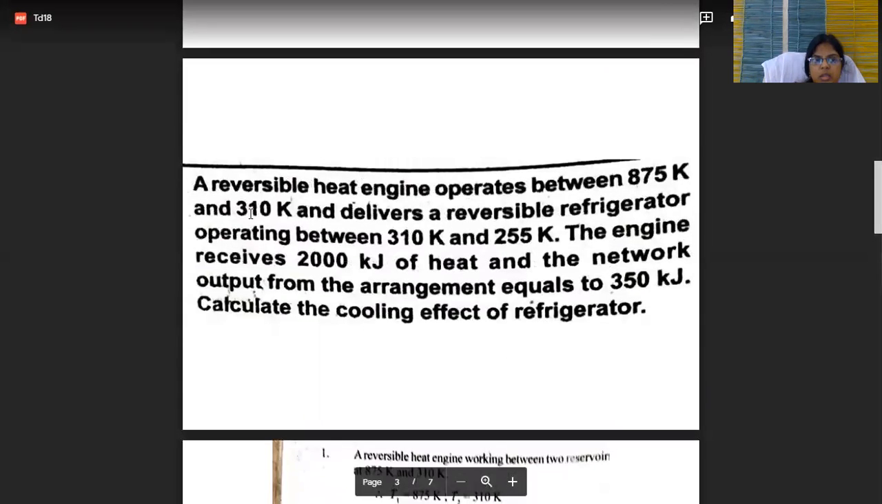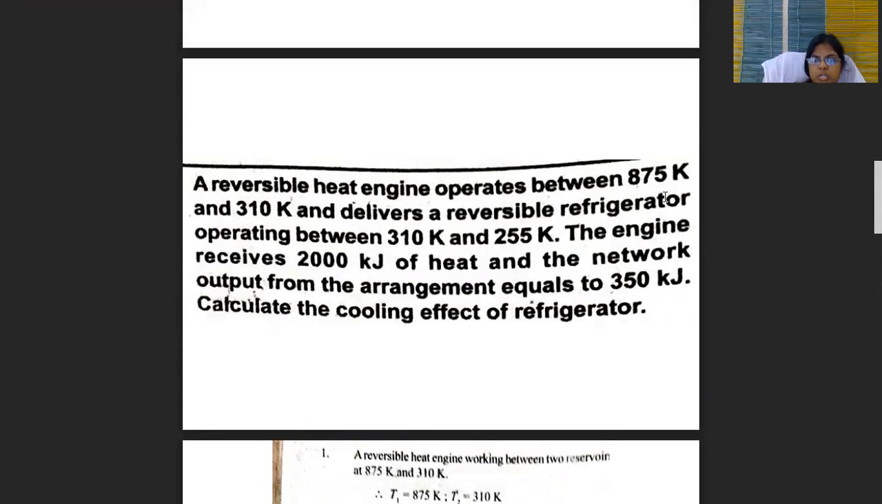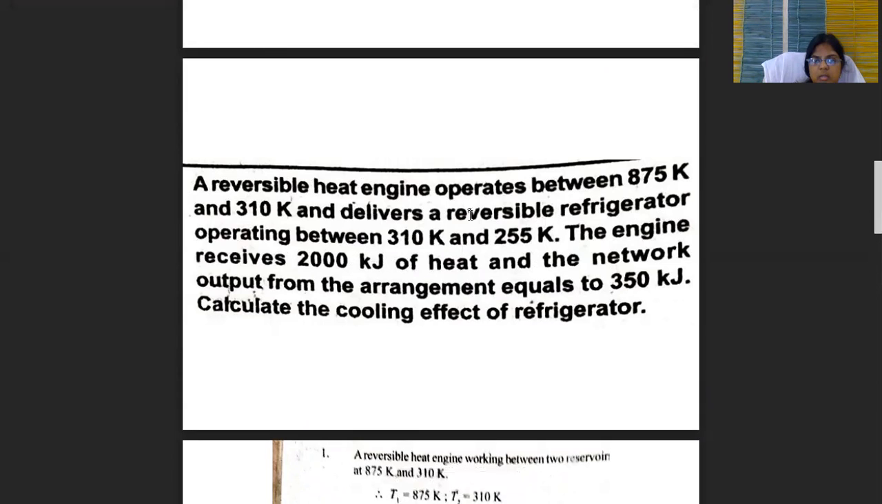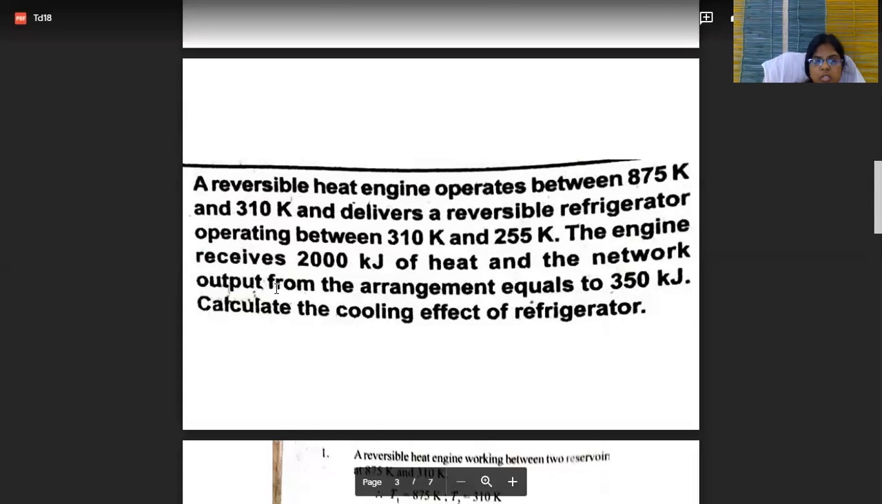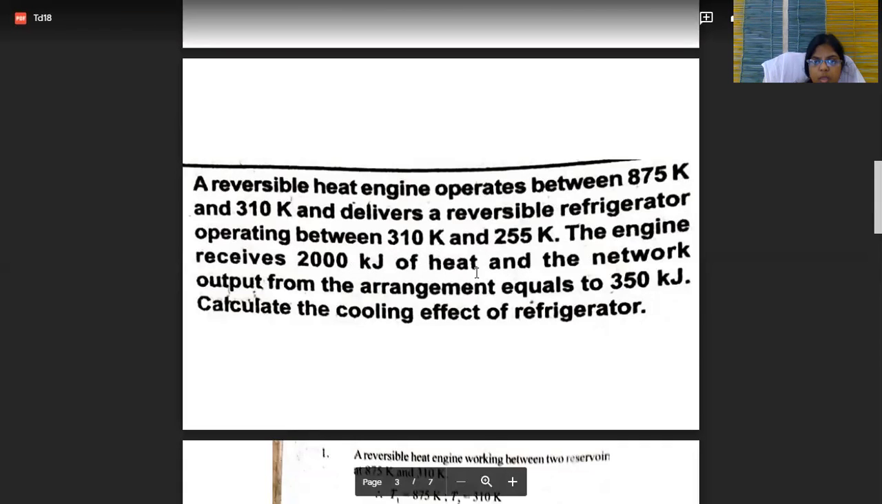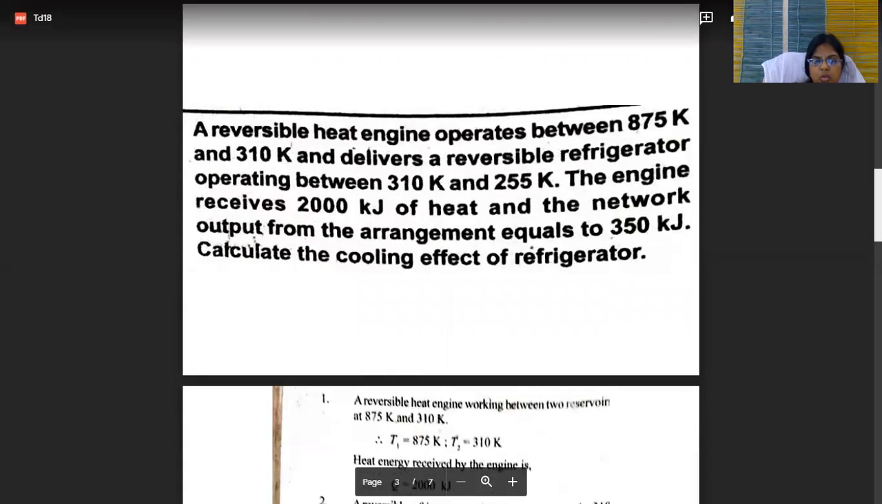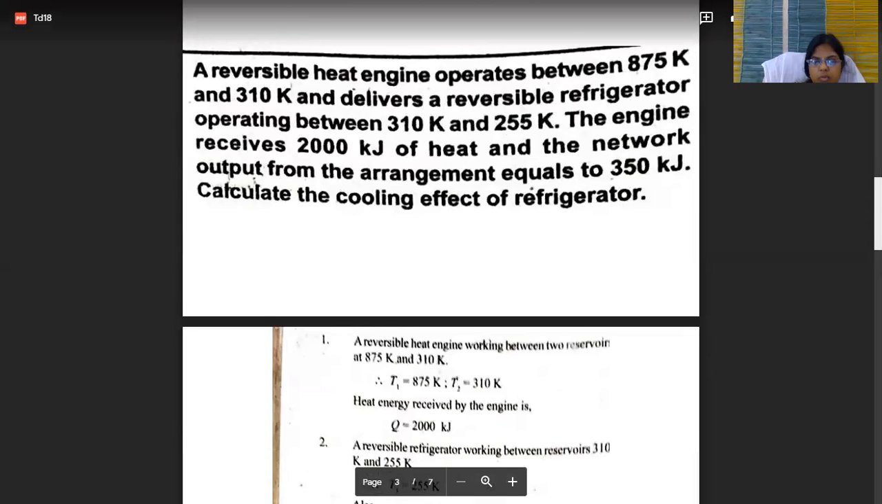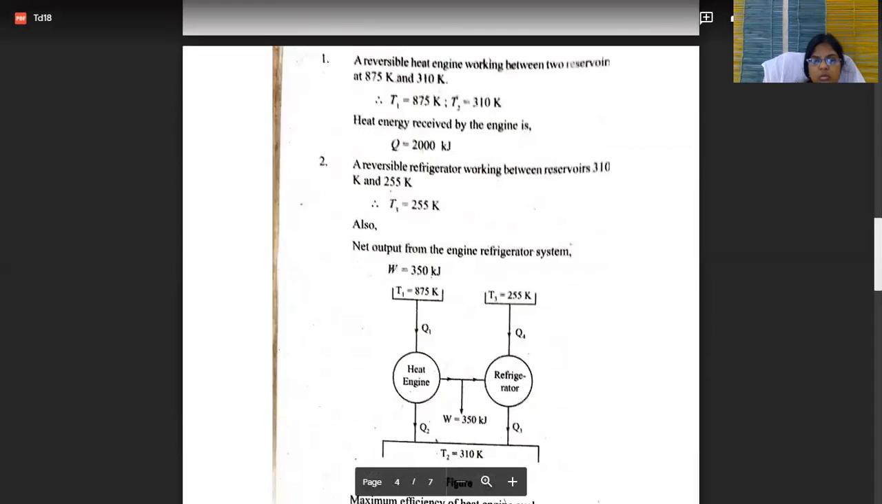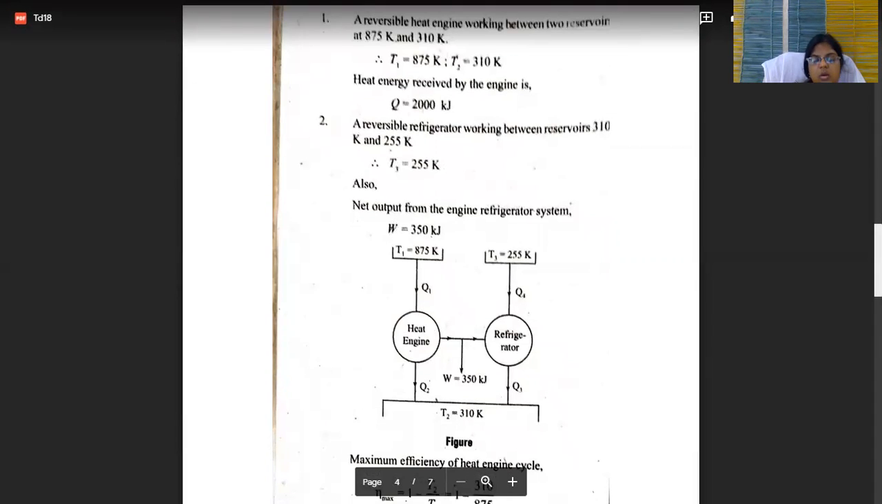So this is given. A reversible heat engine operates between 875 Kelvin and 310 Kelvin, and delivers work to a reversible refrigerator operating between 310 Kelvin and 225 Kelvin. This belongs to the refrigerator and this belongs to the heat engine. The engine receives 2000 kilojoules of heat, which is Q, and the net work output from the arrangement is W equal to 350 kilojoules. Now calculate the cooling effect of the refrigerator. Those are all the values given in the question. And now we make a diagram. So how to make a diagram?